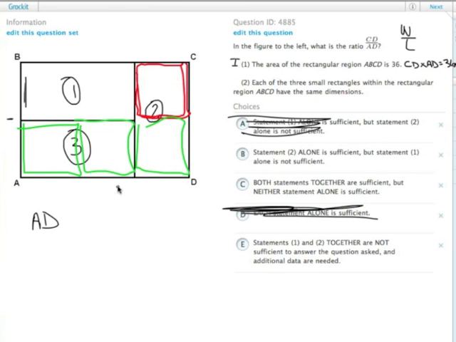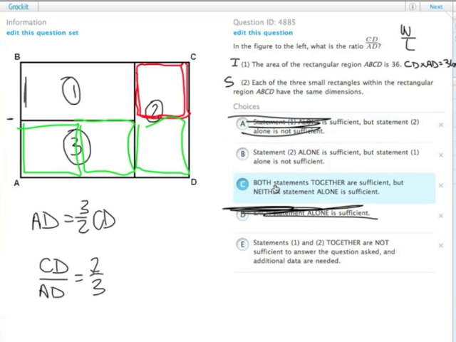So AD equals 3 halves of CD, and from there we can actually just flip the things around and get CD over AD on one side. CD over AD equals 2/3. So statement 2 is sufficient on its own.